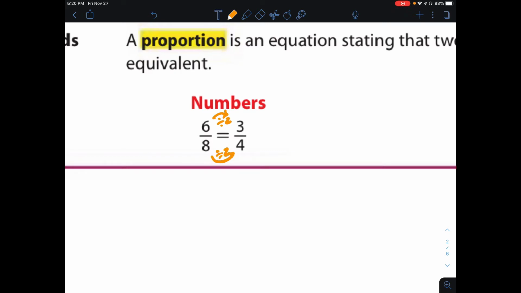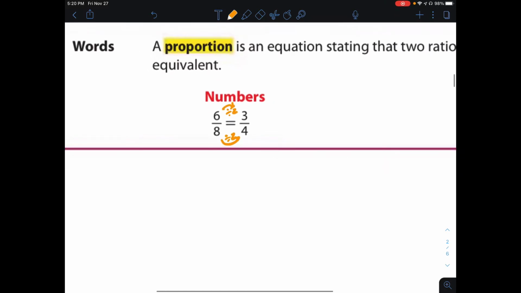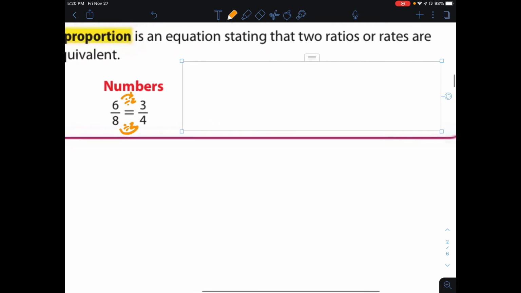Okay? So if I divide the numerator and denominator by the same number, those two ratios or those two fractions are equal to each other. They have the same value, or in our case, they are proportional. So in algebra, algebra just simply means that instead of numbers, we are using letters.